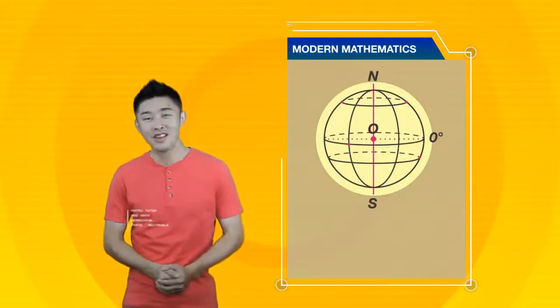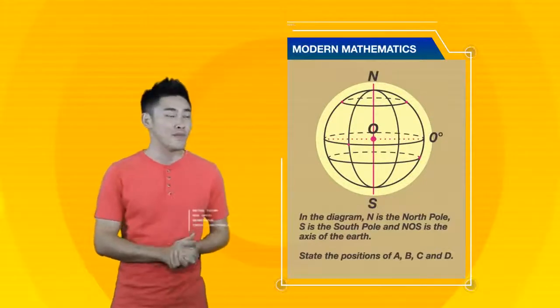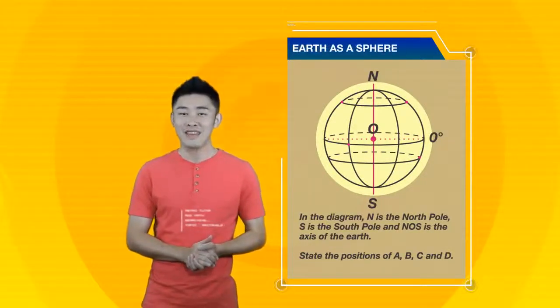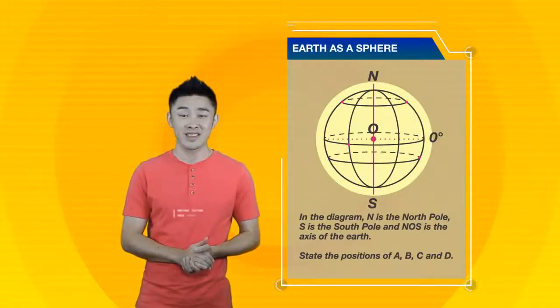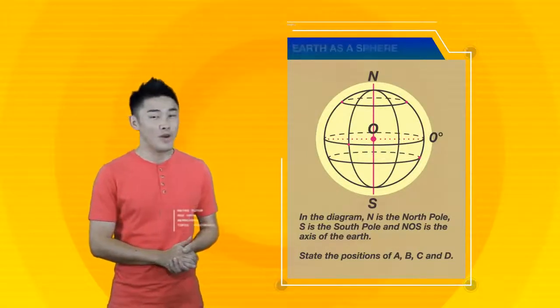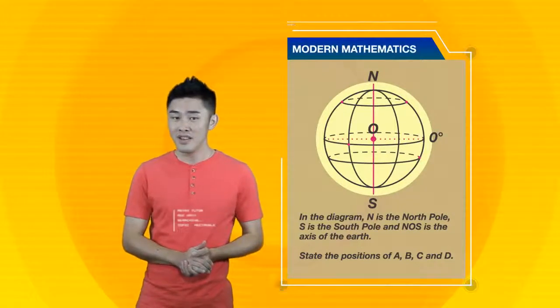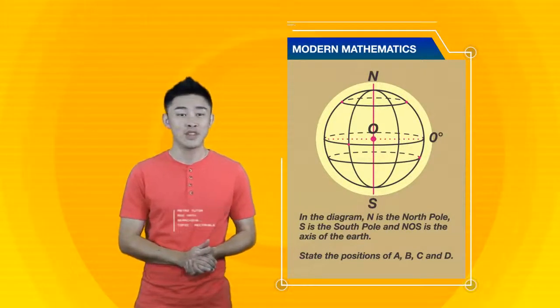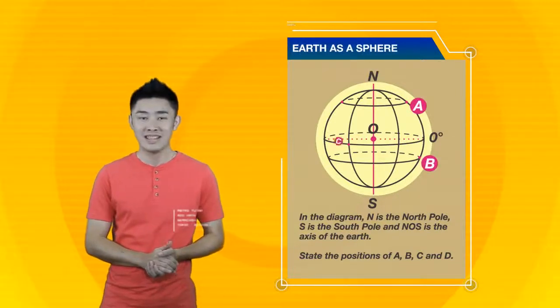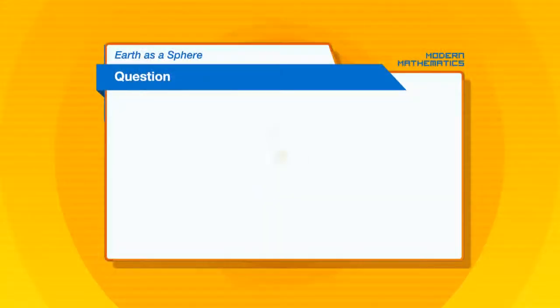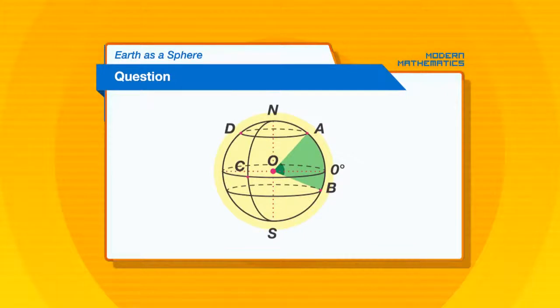Now, in this question, we have a diagram and it is given that N is the North Pole while S is the South Pole. NOS is the axis of the Earth and we are supposed to state the positions of A, B, C and D. Here, you are asked to specify the positions of A, B, C and D. When position is mentioned in Earth as a sphere, you must specify both the latitude and the longitude of the point.